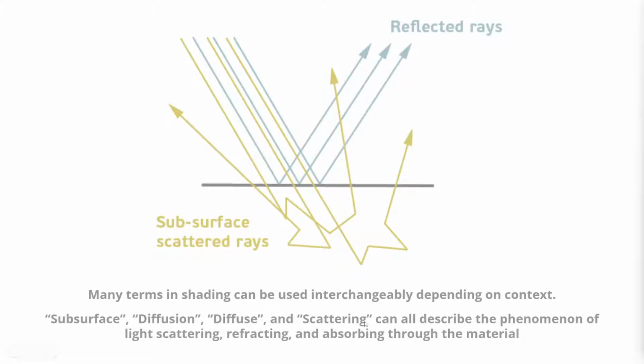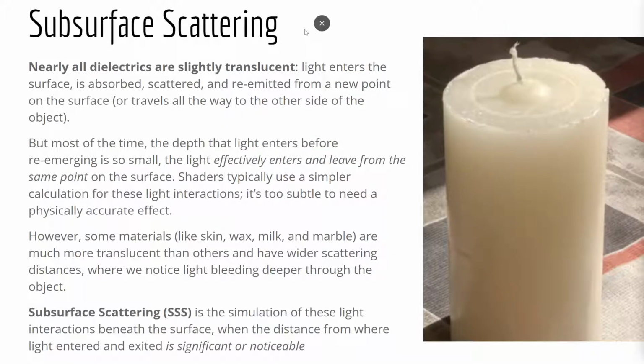So when you hear things like subsurface material or scattering material or diffuse material, sometimes it means they have something very specific in mind, but for the most part, they're describing very similar phenomena. Subsurface scattering is the term we use for dielectrics that are more translucent than others. Remember, nearly all dielectrics are somewhat translucent because light enters the surface, travels around, and scatters before it comes back out. Most of the time, the depth that light enters before reemerging is so small that light can effectively be thought of as entering and leaving from the exact same point on the surface. So we use a simpler calculation for these light interactions because it's too subtle to need a physically accurate calculation. We can do a really cheap approximation and you won't notice the difference.